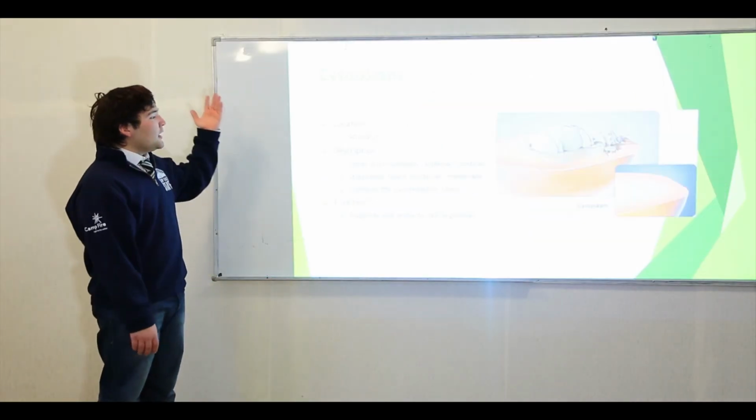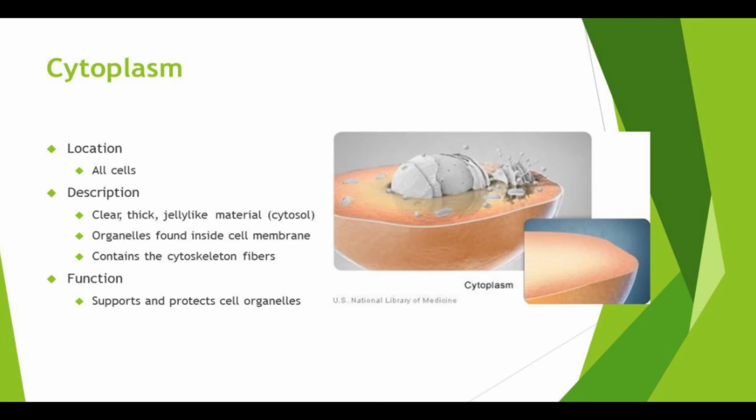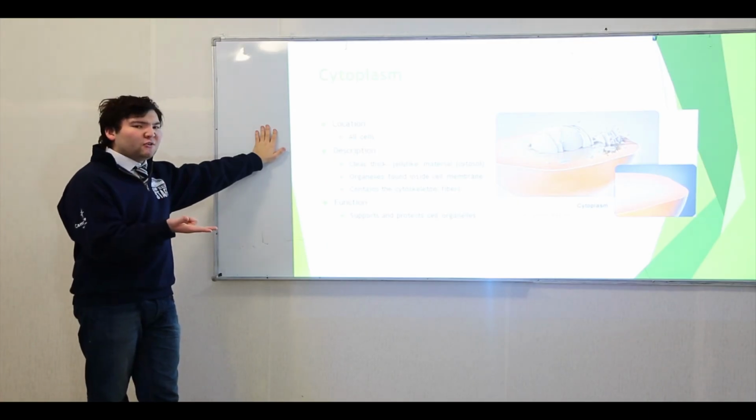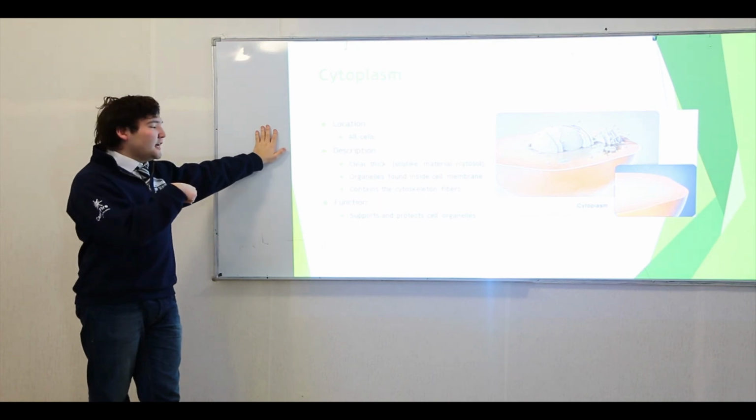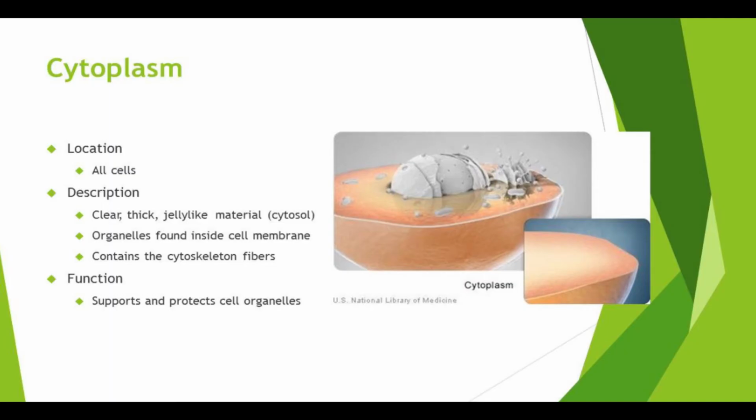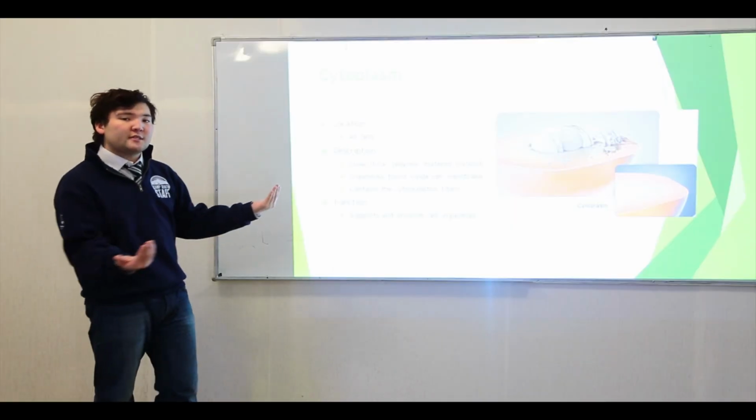Next, cytoplasm. Cytoplasm is probably the second organelle that can be found throughout all organisms, and the description of the cytoplasm is clear, thick, jelly-like material. Organelles found inside the cell membrane are located in the cytoplasm, and the cytoplasm contains the cytoskeleton fibers. The function of the cytoplasm is that it supports and protects cell organelles, and it also helps to transfer information between the organelles within the cell.